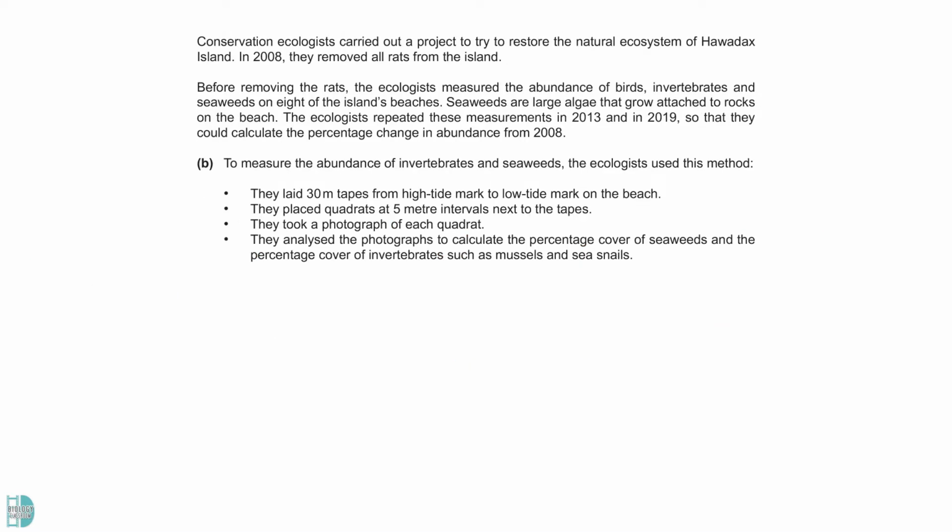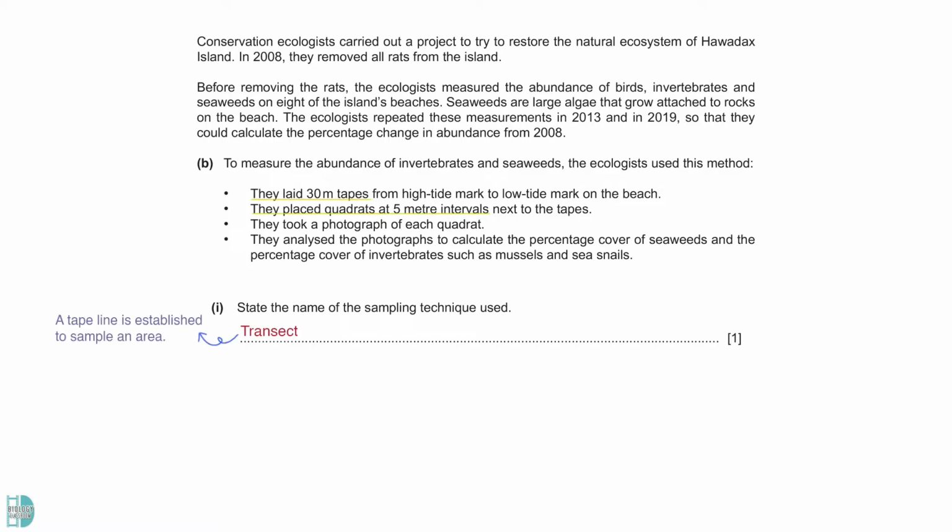B describes a method ecologists use to measure the abundance of invertebrates and seaweeds on the island. 1 wants you to name the sampling method. According to the description, tapes were laid on the site. Then, quadrats were placed at 5-meter intervals next to the tapes. This is a transect, as a tape line is established to sample an area.